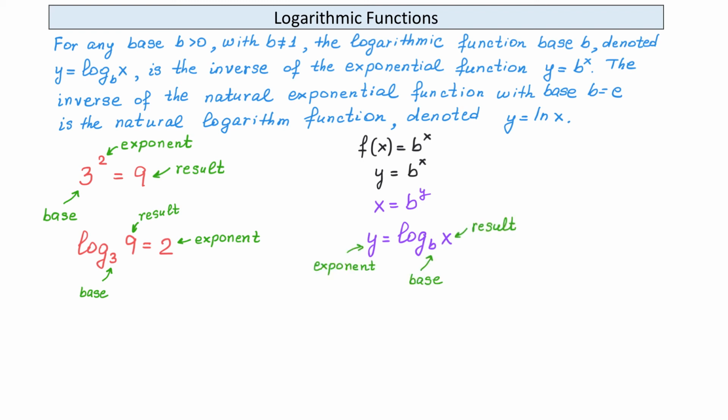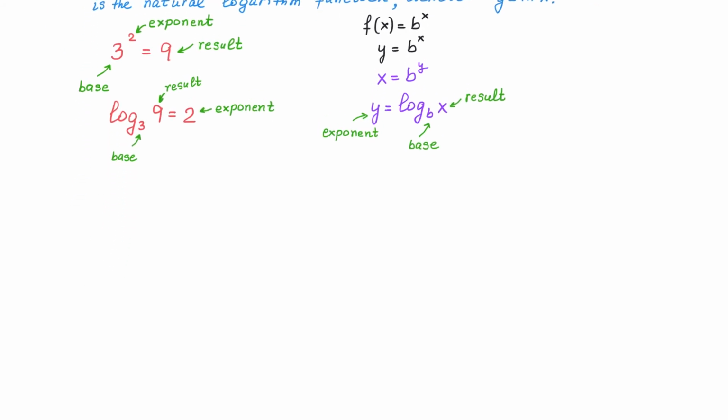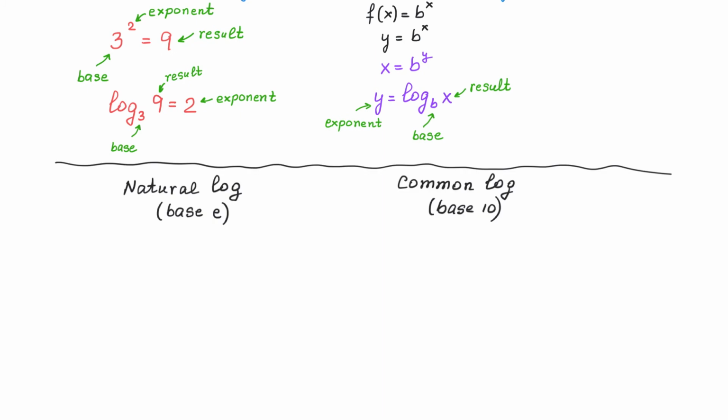Just like with the exponential functions, the logarithmic functions have to have the base be greater than 0, and this base cannot be equal to 1. Now let's talk about two special bases. One of these logarithms is the natural logarithm, and the base will be e, and another one is the common logarithm, and the base will be 10. These two types of logarithms have a lot of applications in real world.